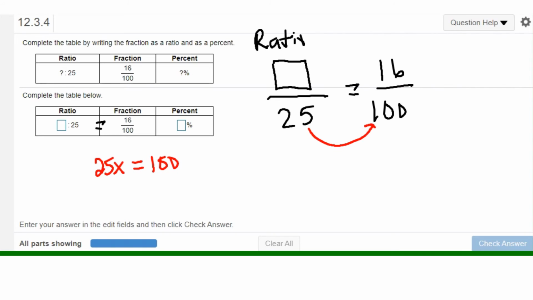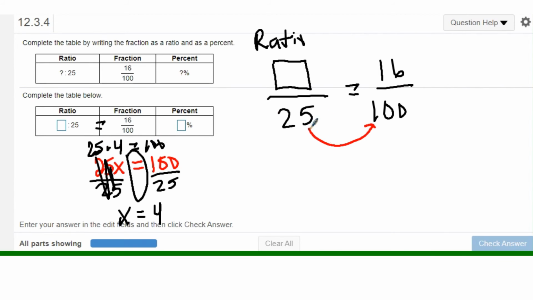If you use the inverse operation of multiplication, that will be division. So get your variable on one side of the equal sign by itself. So we're dividing both sides by 25, to see x is equivalent to the number that we need to multiply by 25, which is 4. So that means that 25 times 4 is equal to 100. So 25 times 4 will give me that 100 that I need.